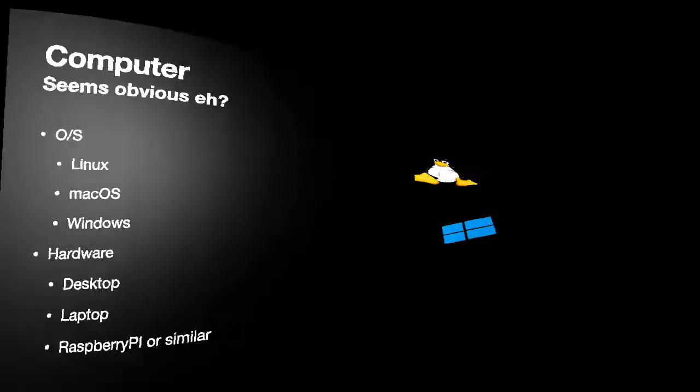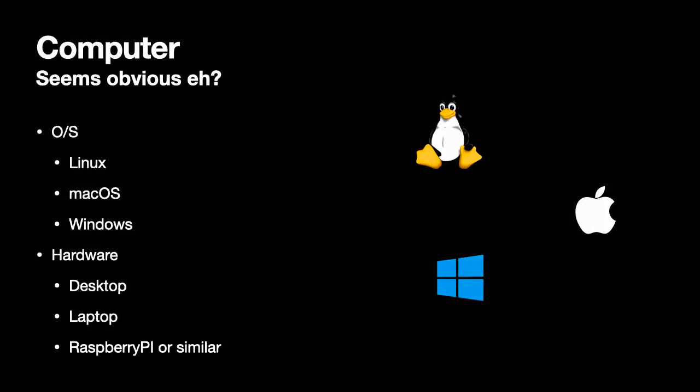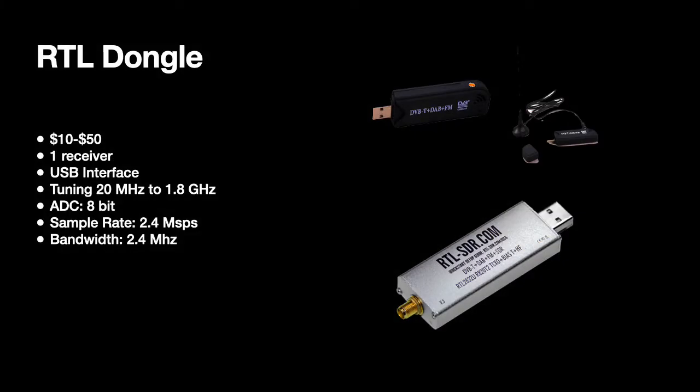So what sort of hardware do we need? Well, we need a computer, but we don't need much of a computer. You can run under Linux, Mac OS, Windows. In fact, you can run FreeBSD or Solaris or any particular operating system that can support USB and the software involved. The hardware can be a desktop or a laptop or even a little Raspberry Pi or Orange Pi single board computer.